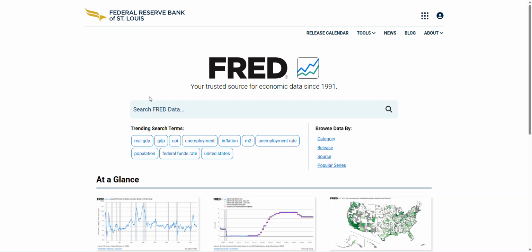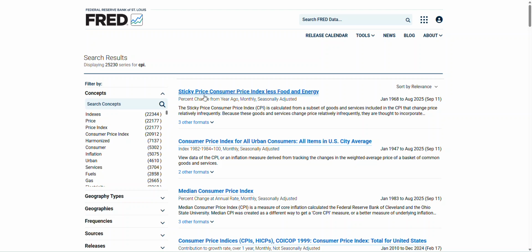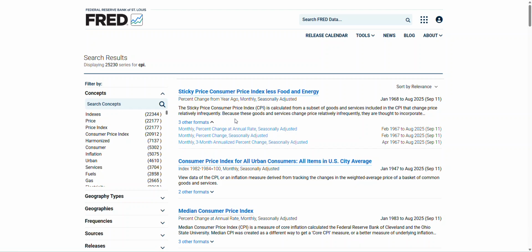The example is, how is M2, or money supply, related to inflation? And you can see right here on the front page that we've got inflation and CPI and M2 all available. Well, I'm going to build inflation not by picking one of these values, but I'm going to go to CPI, and I'm going to avoid the sticky consumer price index here for kind of important reasons. And then I'm going to go down to the consumer price index for all urban consumers.